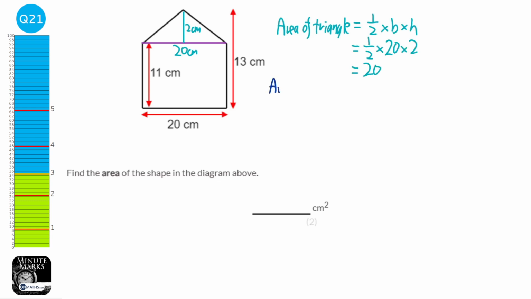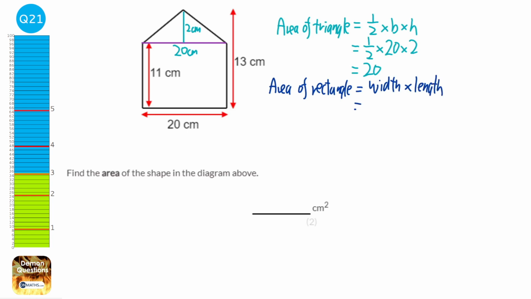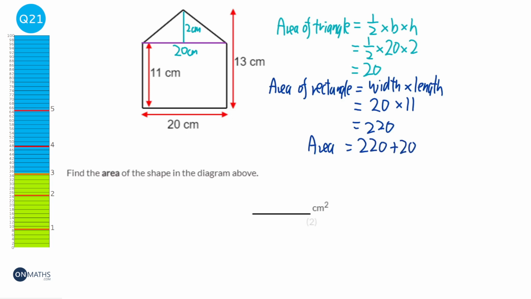Now let's work out the area of the rectangle. And that's just going to be the width times the length. Width is 20, the length is 11, so that would be 220. Then to work out the total area of the whole thing, we're just going to add those together. So 220 plus 20, which is 240. The units are all in centimeters, and so the area units will be centimeters squared.